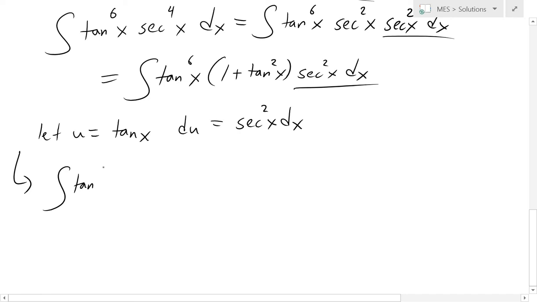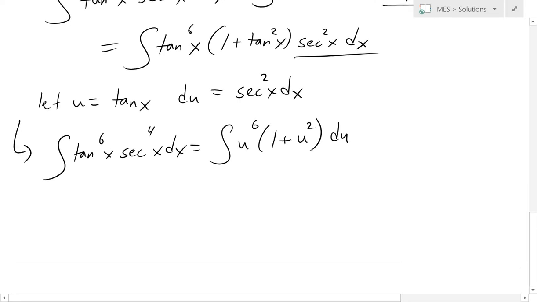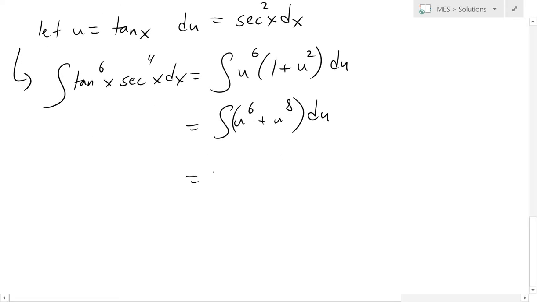So now we could apply this whole thing, and we get the integral of tan 6x secant 4x dx equals, with the new substitution, the integral of u to the power of 6 times 1 plus u squared du. So we've completely removed the x, and now we're dealing with just one variable, u. Now we can multiply this inside, so we get the integral of u to the 6 plus u to the 8 du.